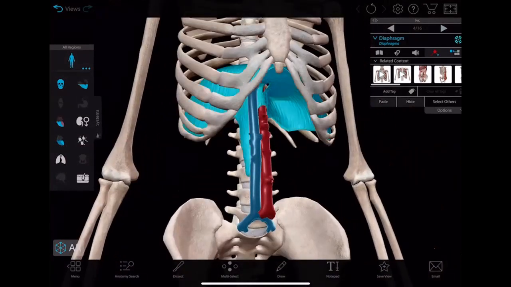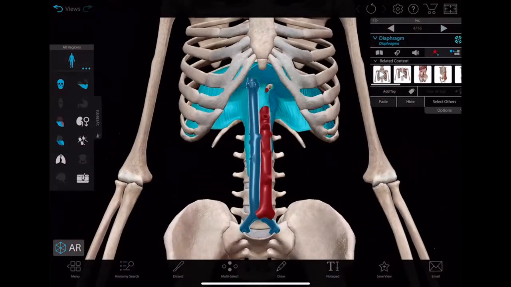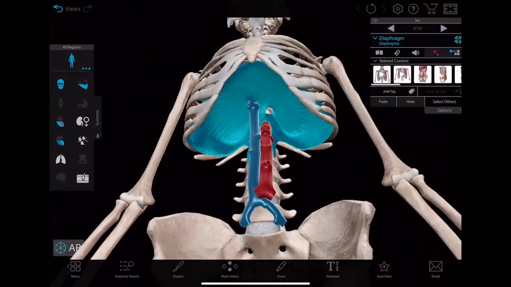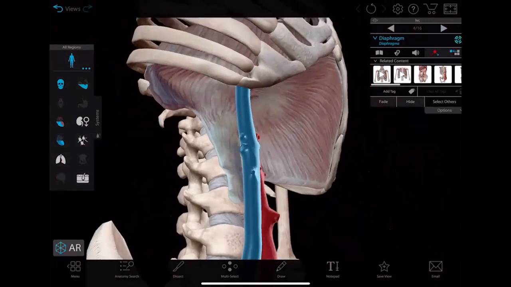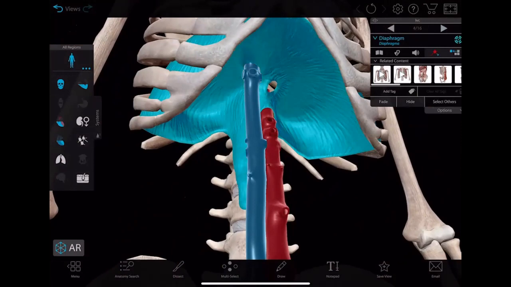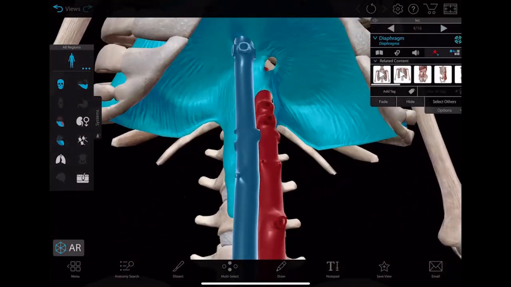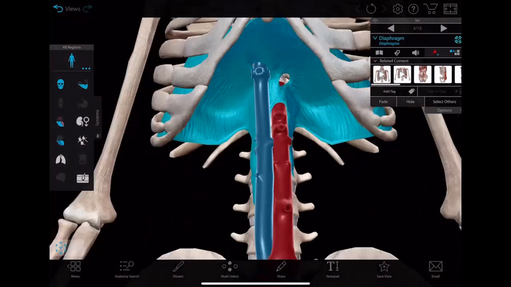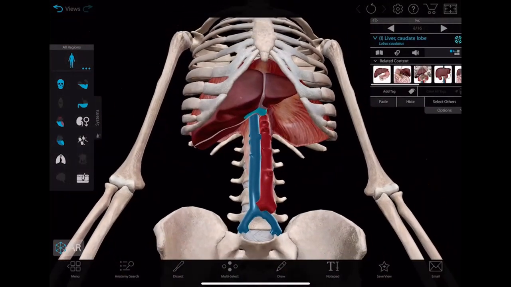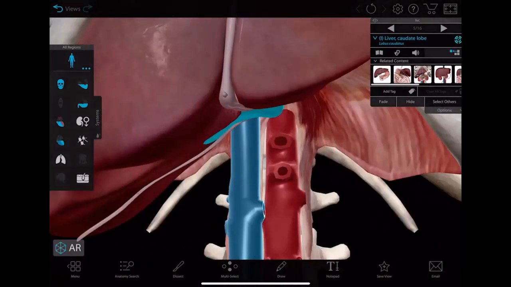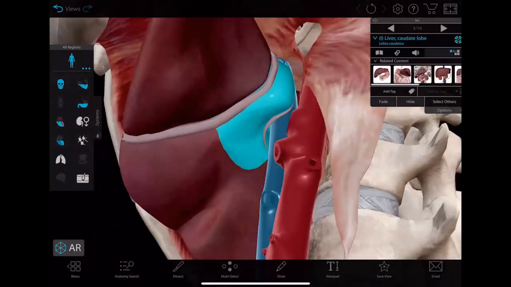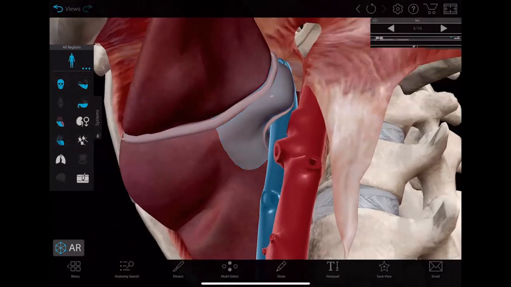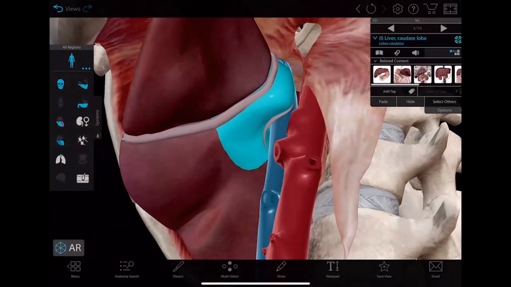You see, the blue selected structure is the diaphragm, and the inferior vena cava is piercing the central tendon of the diaphragm. That is called the caval opening. And this is the liver you are seeing, and it is related to the posterior. The selected structure is the caudate lobe of the liver. This one is the caudate lobe of the liver.